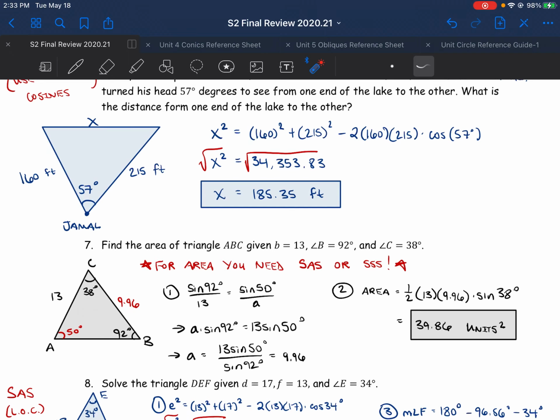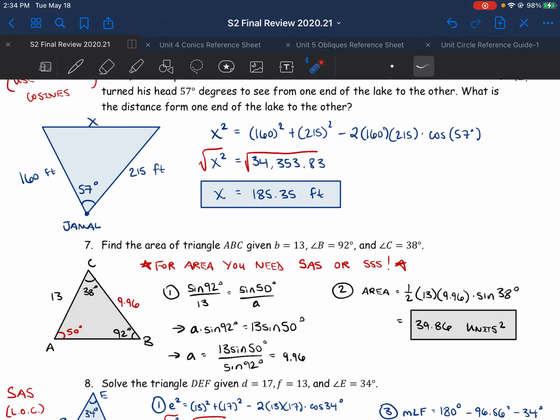Let's use the law of sines to find this side of the triangle, put us into a side angle side scenario so I could use my area formula. So that's what we do here. We set up using the law of sines. Sine of 92 degrees over 13 is equal to sine of 50 degrees over it will be 9.96, but here we would say it's A. We don't know it's 9.96 yet.